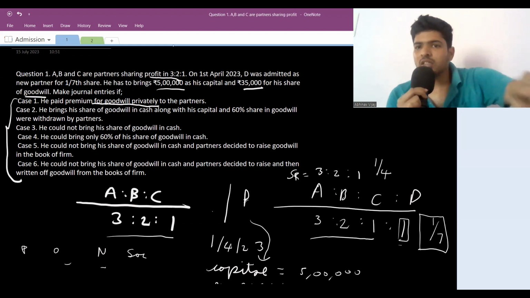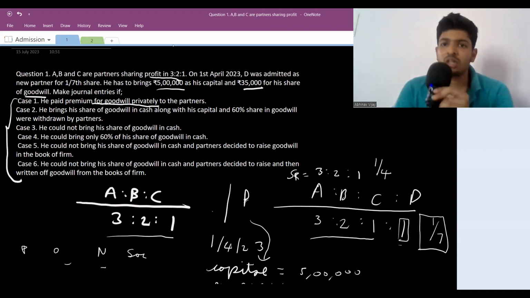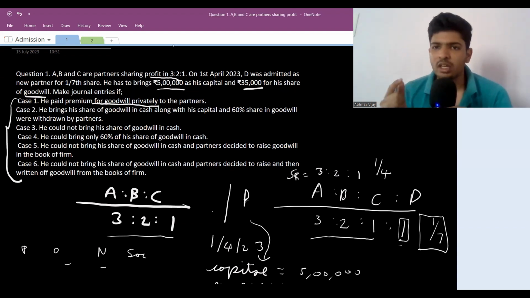But in some questions, the majority of the part and the majority of marks allocated for such sums will not be for calculating the new share of profit. It will be for the other things. So in such cases, usually they give such sums and they give such conditions. So that's when you need to be quick on your feet and use this method.